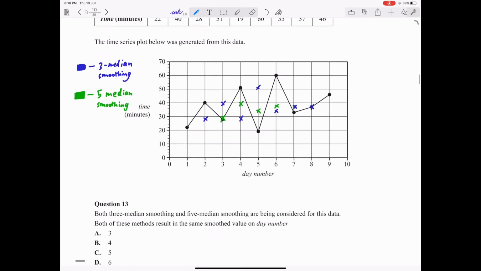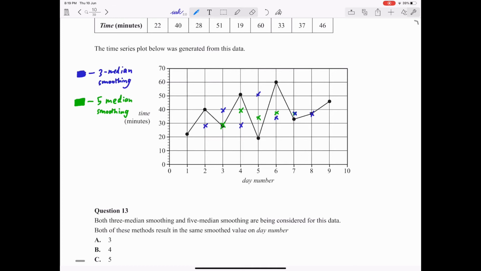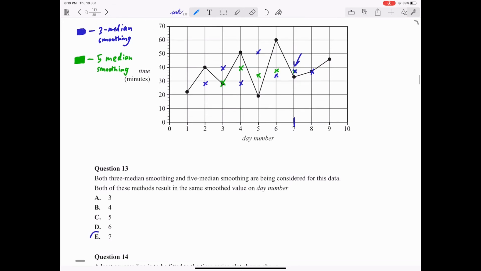So basically just to save time, I've done the 3 median smoothing in blue, as you can see here, and I've also done the 5 median smoothing in green. If you do the 3 median and 5 median smoothing for the graph, you will notice that on day 7, you'll get the same smooth value using either the 3 median or 5 median smoothing, as I've shown here. The red and the green and the blue are on the same day at day 7. So therefore, E is the correct answer.